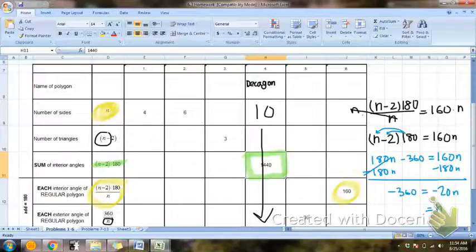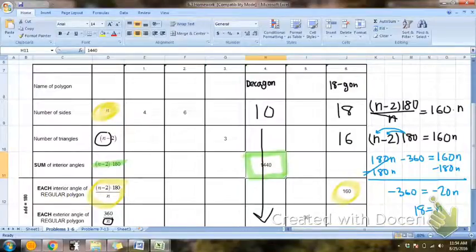What do you get n to be? 18. So that means my number of sides is 18. So what's this called? An 18-gon. Okay, so if we filled in the rest of this column, the next box says the number of triangles. How many triangles are in an 18-gon? 16. So that's going to go here.